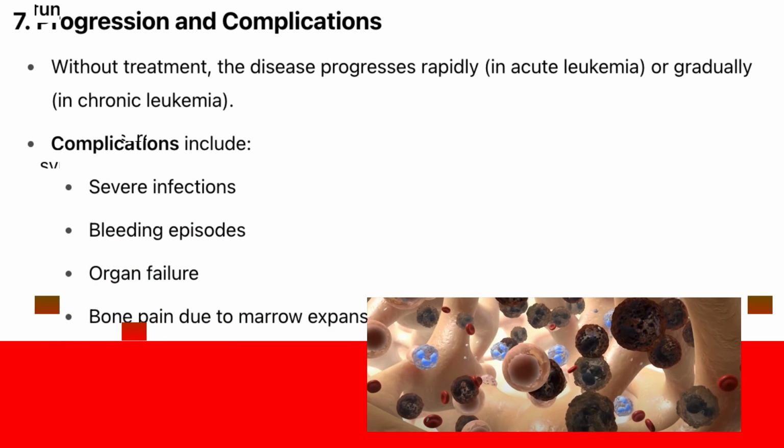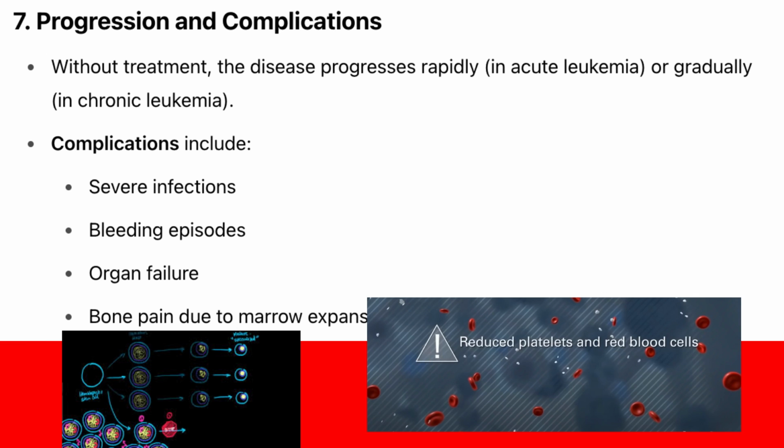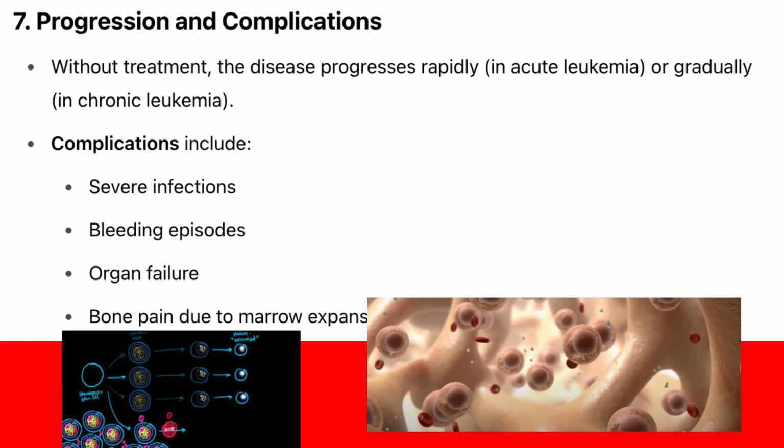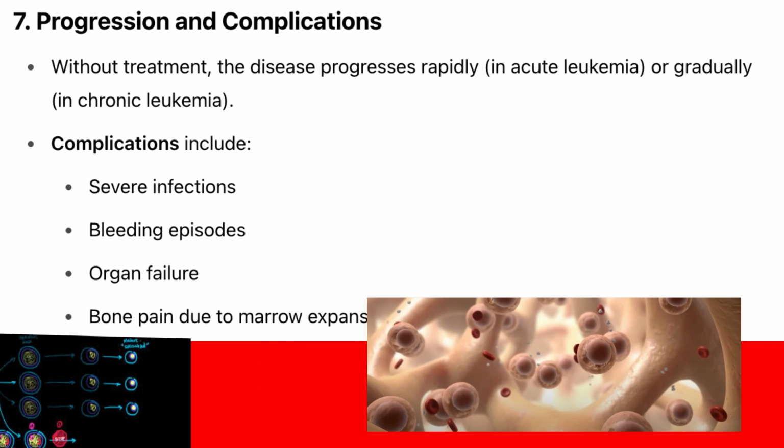7. Progression and complications. Without treatment, the disease progresses rapidly in acute leukemia or gradually in chronic leukemia. Complications include severe infections, bleeding episodes, organ failure, bone pain due to marrow expansion.